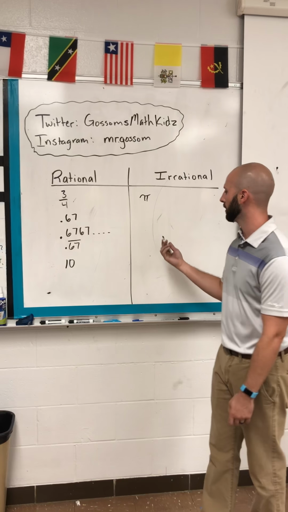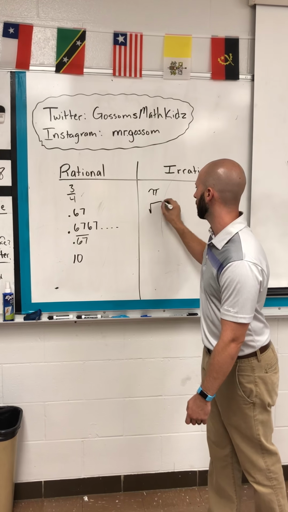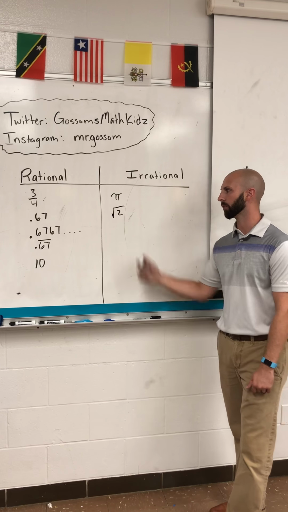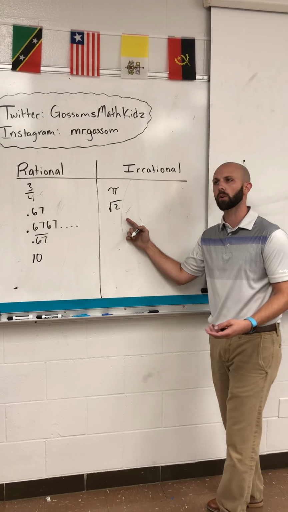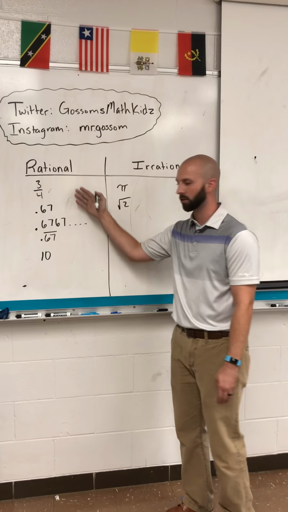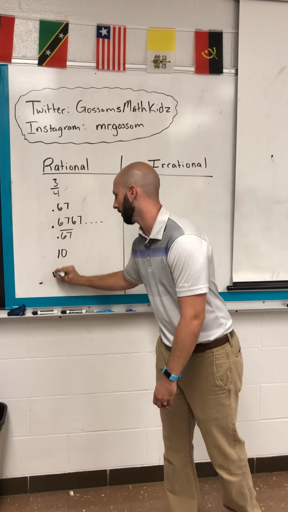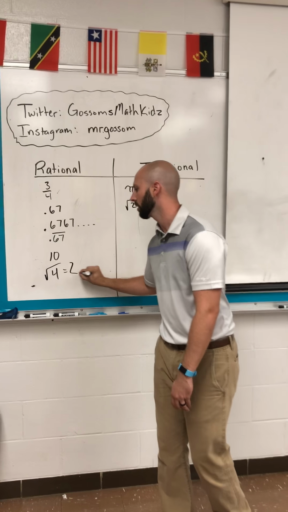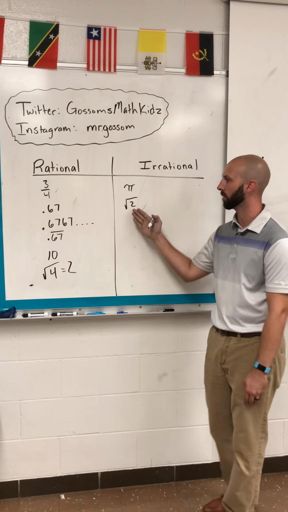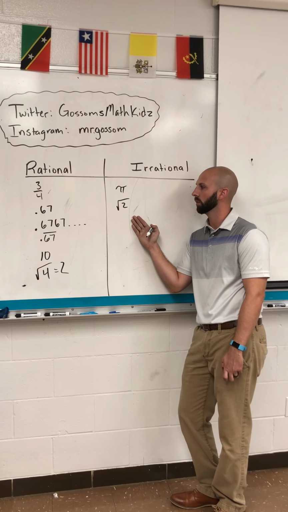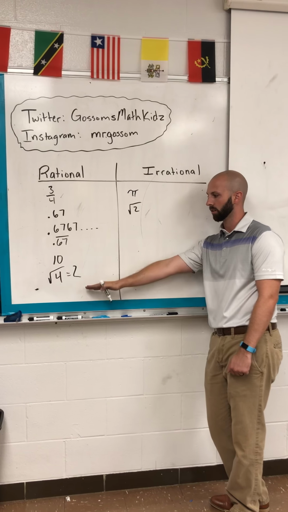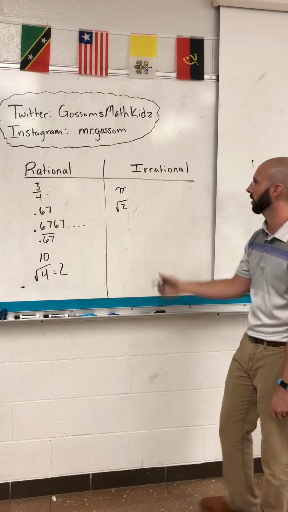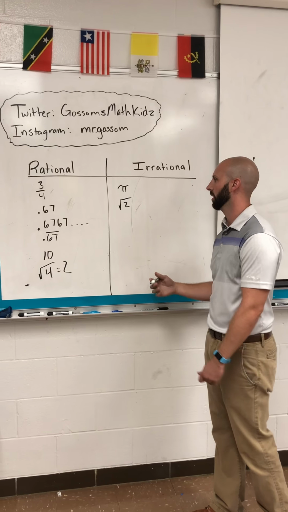Another example might be square root of 2. Okay, if you do like the square root of 2, it's different than the square root of 4 because the square root of 4 is 2, which would be rational. So if we wanted to kind of throw that over here, square root of 4 is 2. So in that case, it would be rational. But when you take the square root of 2, it's not going to be a perfect square. So it will be 1 point and it'll go on forever. So again, that is irrational.